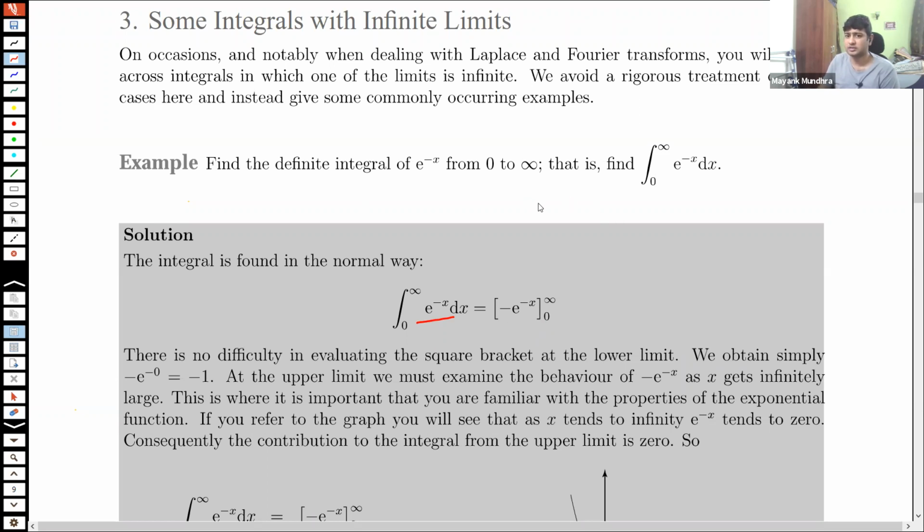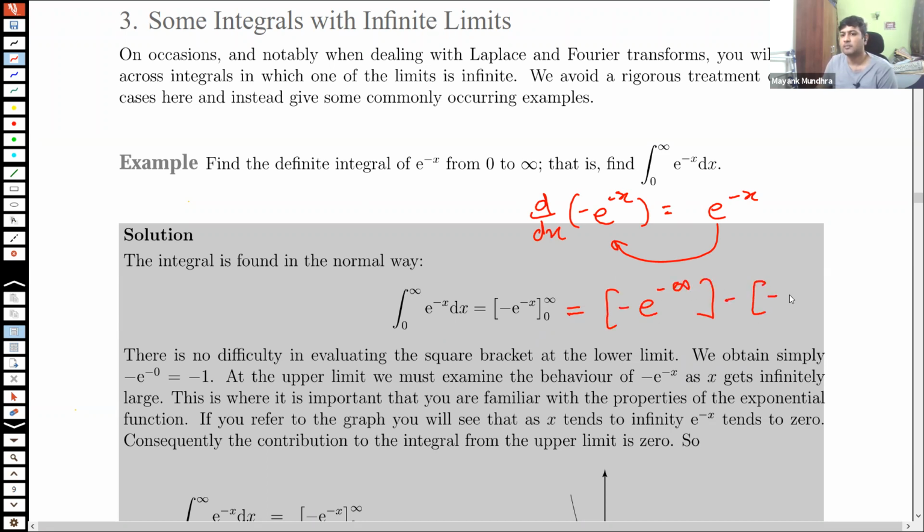A good way to check is, differentiation of minus e to power minus x will be equal to e to power minus x. So integration of this has to be this. So the integration of e to power minus x is minus e to power minus x. The limits are 0 to infinity. So this is just minus e to power minus infinity minus e to power 0.